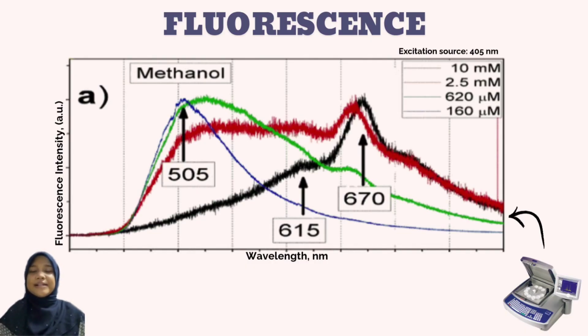Fluorescence is an analytical technique used to study compounds that can absorb light at a specific wavelength and emit light at a longer wavelength. In this study, fluorescence spectroscopy was used to investigate the fluorescence behavior of quercetin, which is a natural flavonoid widely found in fruits, vegetables, tea, and medicinal plants.